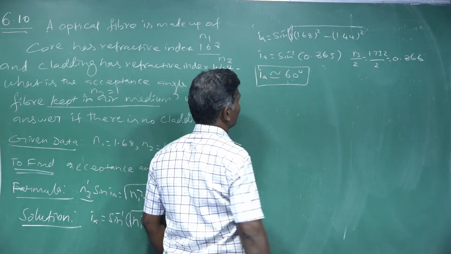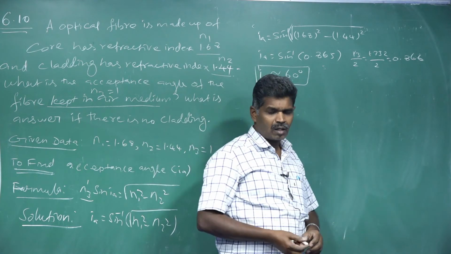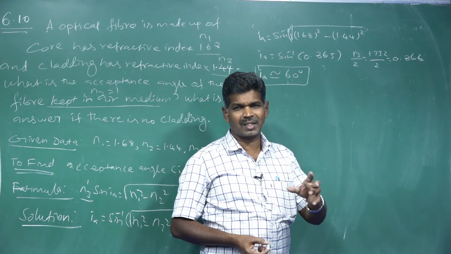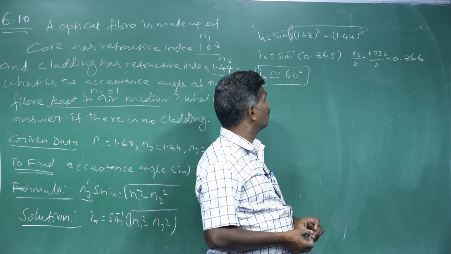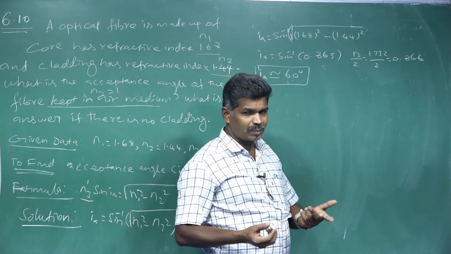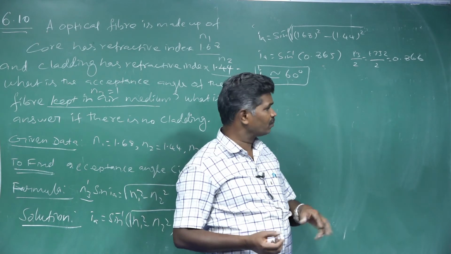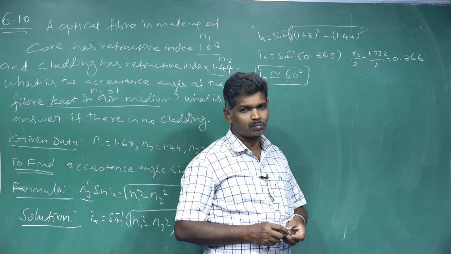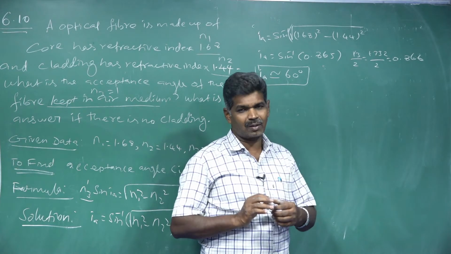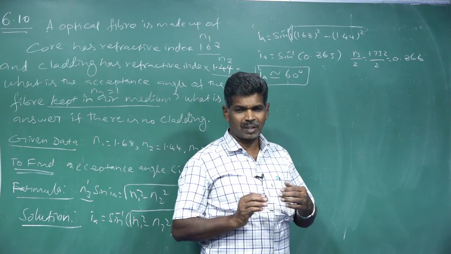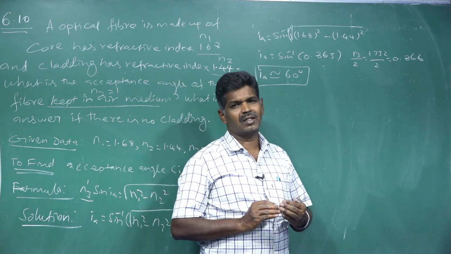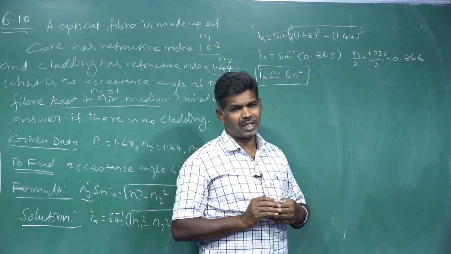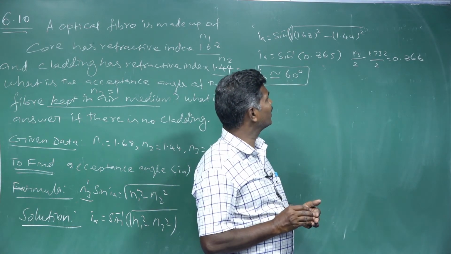That is the acceptance angle. For the core refractive index 1.68, the cladding refractive index 1.44, and the outer medium being air, the acceptance angle is 60 degrees. It is the maximum angle to make a signal transmit from the transmitting end to the receiving end.